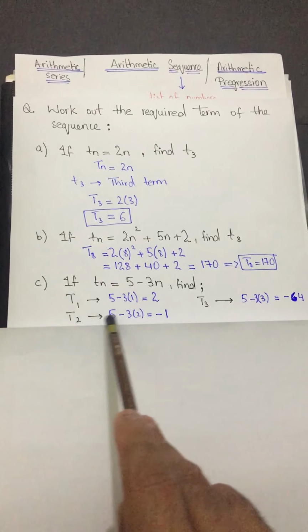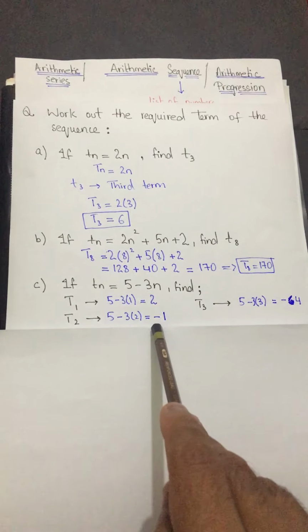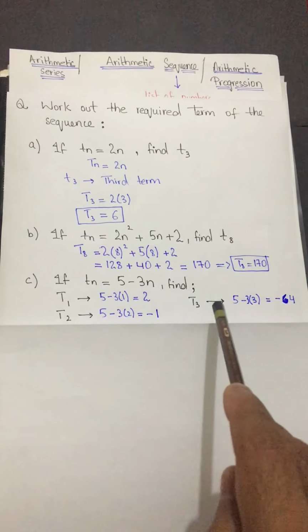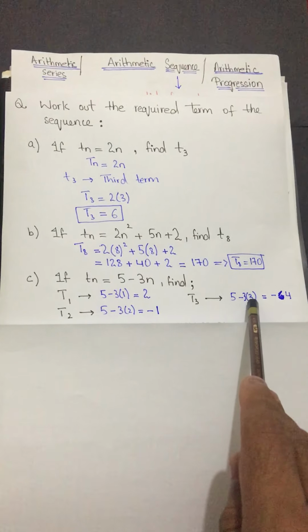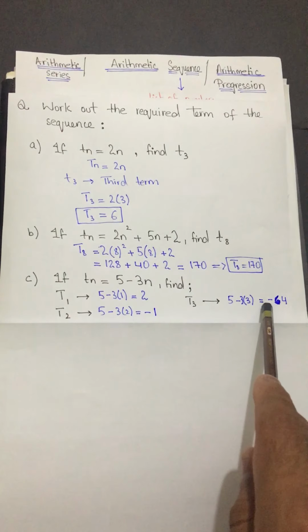And for the second term, I will put n is equal to 2. 2 3s are 6, 5 minus 6 is equal to minus 1. And for the third term, I will put n is equal to 3. 3 multiplied by 3 is 9, 5 minus 9 is minus 4.